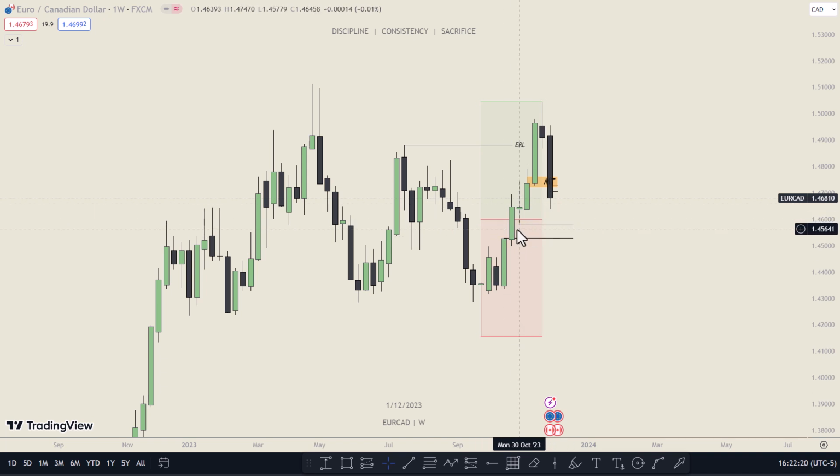So for me, this is a draw on liquidity, this fair value gap right here. Again, I don't need price to reach all the way to here to take a sell position. I'm not looking for a 20-hour move. All I'm looking for is a 2-hour move, all right? So this is the draw on liquidity on the weekly.